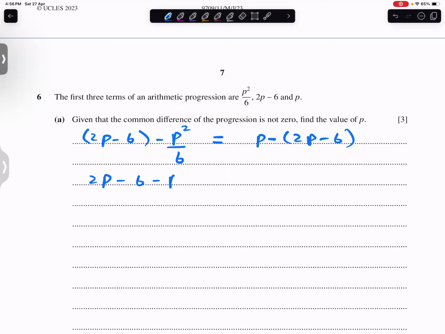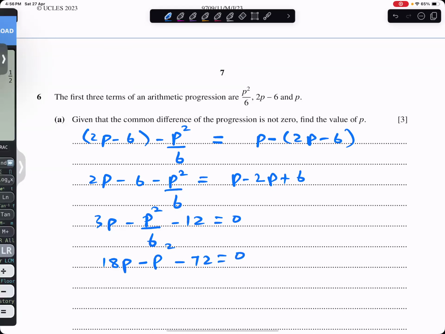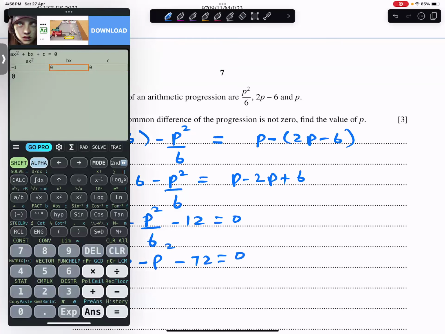So p minus 2p plus 6, so p minus 2p will be minus p, so 3p comes here, and 3p minus p squared over 6. Bring 6 to the left side. This will become 12 equal to 0 multiplied by 6, so this will be 18p minus p squared minus 72 equals 0. So this is a quadratic equation. So p has values 12 and 6.